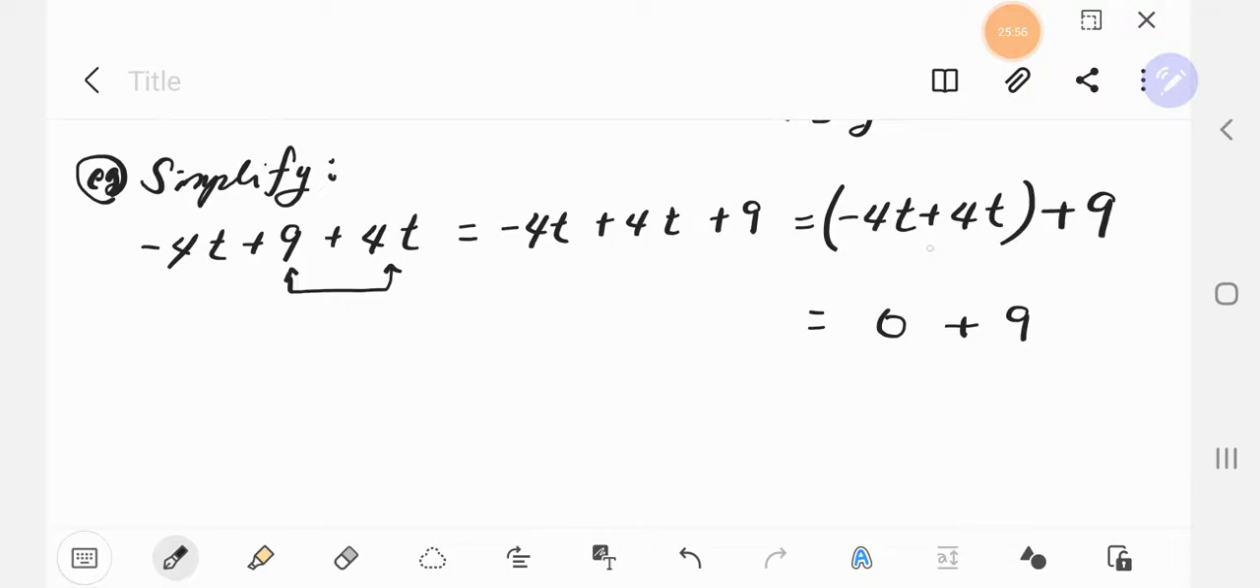This is the additive inverse property, right? All right, then 0 plus 9: this is the addition property of 0. So when you add 0 to a number, then the result is the number itself. This is the addition property of 0.